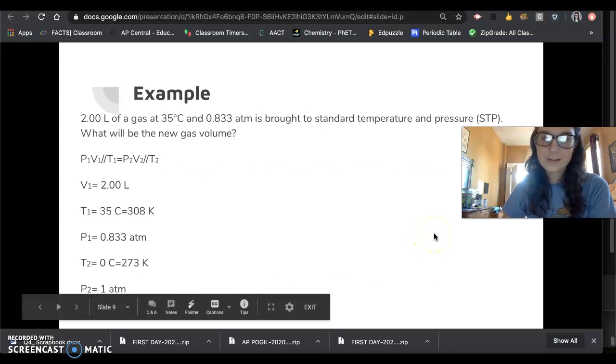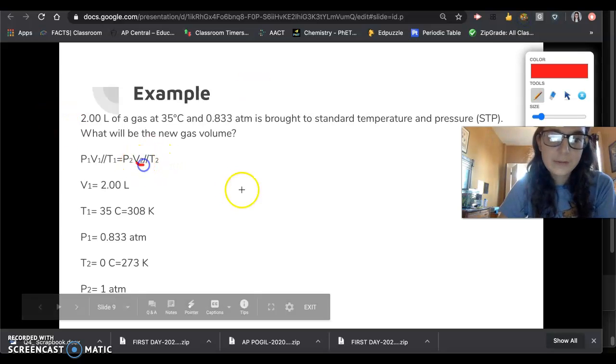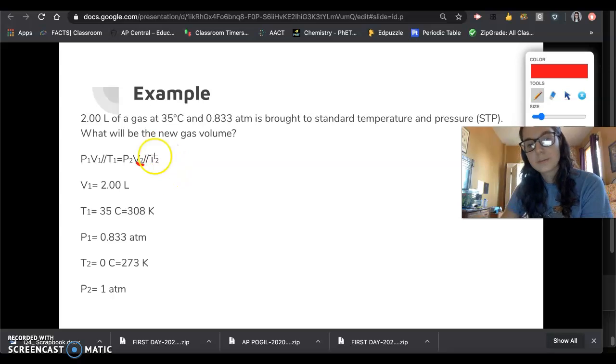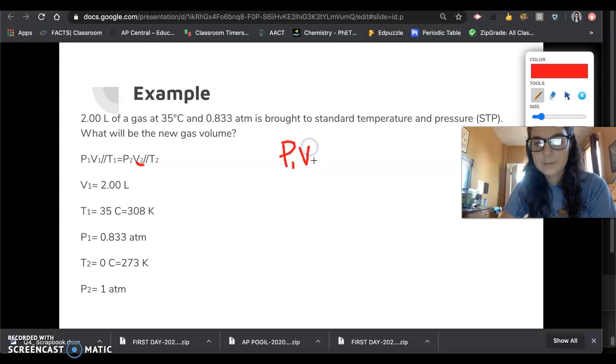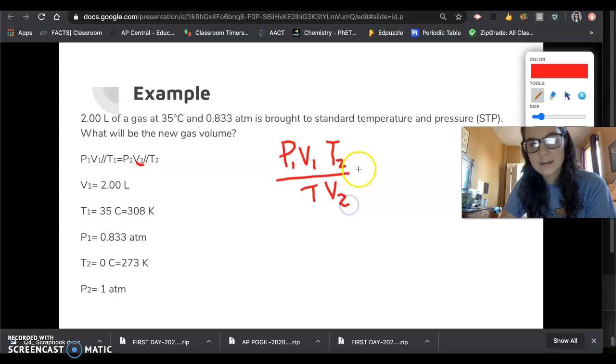And we're solving for the new volume, V2. To isolate V2, we have to multiply both sides by T2. So that would be P1 V1 times T2 divided by T1 equals P2 V2, and then we're going to divide by P2 to totally isolate V2. We're solving for volume, not pressure, my bad, equals V2.